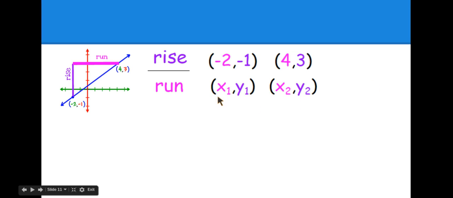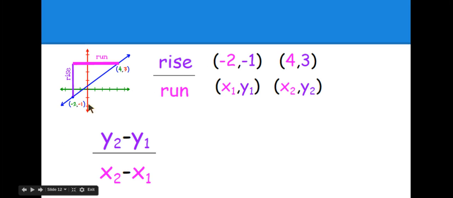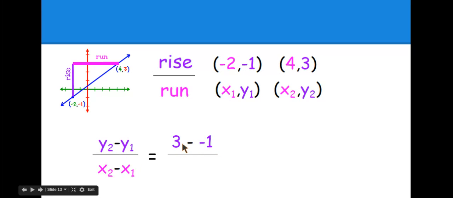We're going to label them. X sub 1 is -2, y sub 1 is -1, x sub 2 is 4, y sub 2 is 3. Plug it into our equation. Y sub 2 is 3 minus y sub 1 is -1. So we've got 3 minus -1. Then we have x sub 2 minus x sub 1. So x sub 2 is 4 minus x sub 1 is -2.